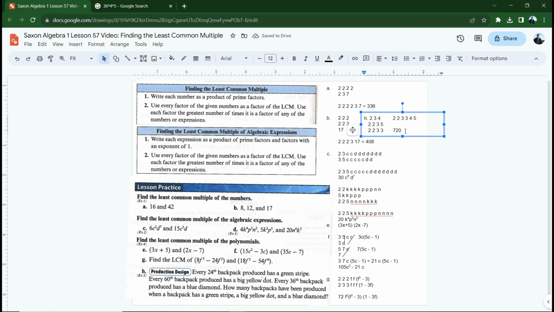That's our answer. All right, that's how you do least common multiple. You're ready to do numbers 1 through 30 for next time.